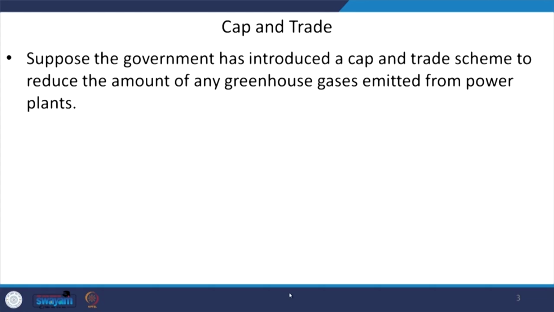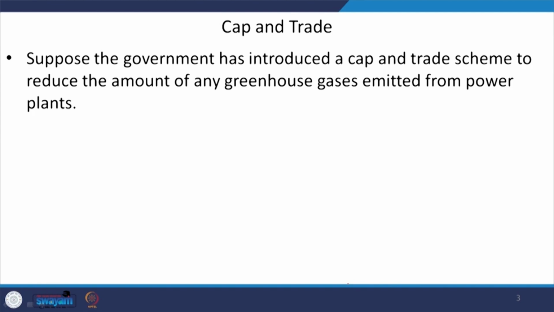So, let us start with some of the examples of cap and trade. As you understand, in cap and trade the government puts a cap or upper limit and that allows trade among the polluting entities. Now we can take this example. Suppose the government has introduced a cap, the upper limit of the emissions, and this trade scheme will then reduce the amount of these emissions.